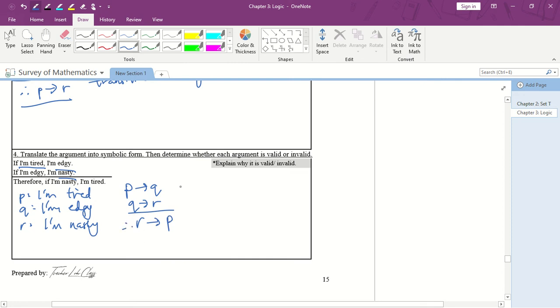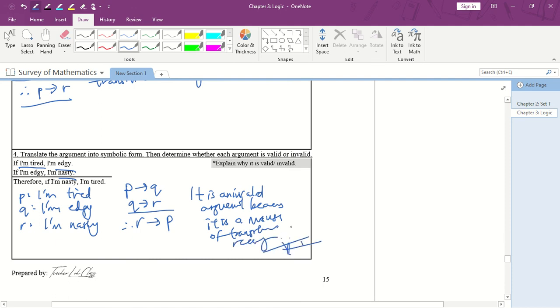So this is what we call the misuse of transitive reasoning. So what we write here is, it is an invalid argument because it is a misuse of transitive reasoning. And that's all.